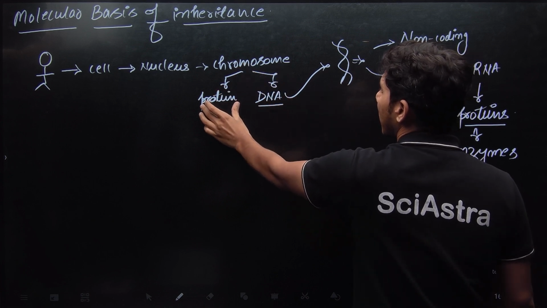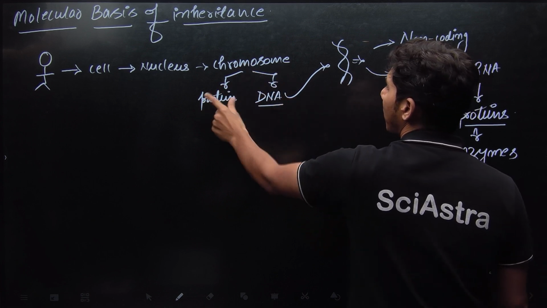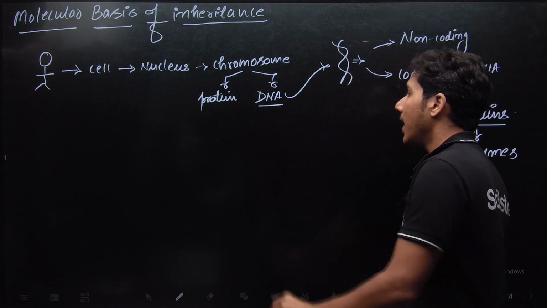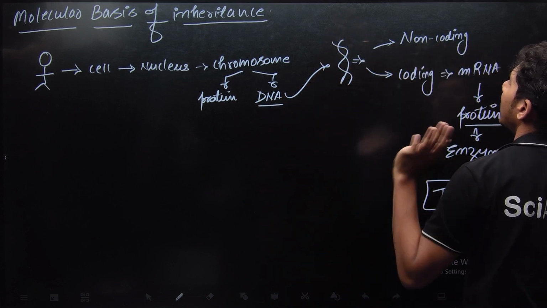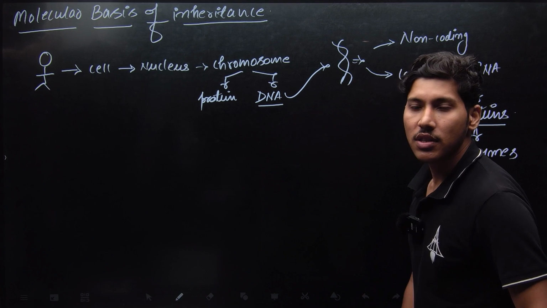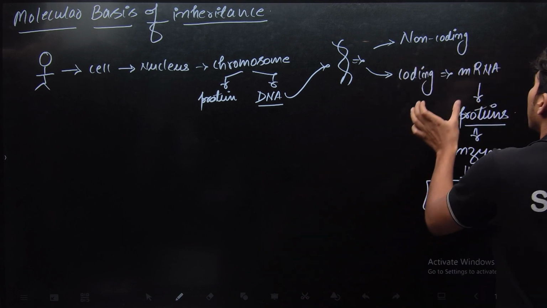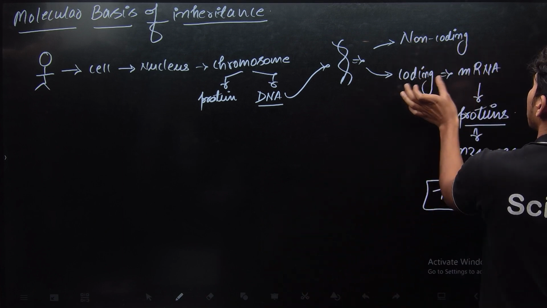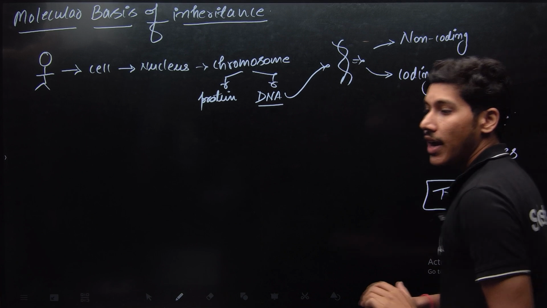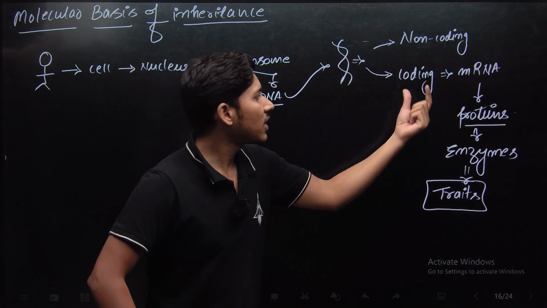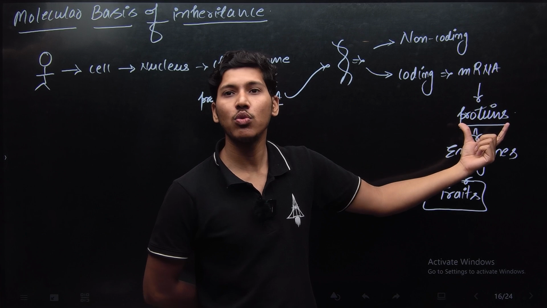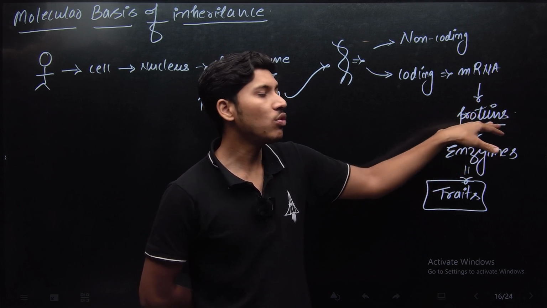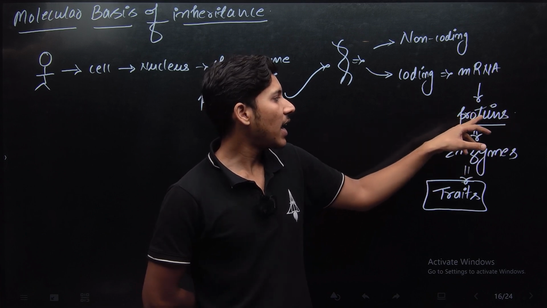Chromosomes are nothing but proteins and DNA. DNA wrapped in protein is known as chromosome. If we try to study DNA, it has many base pairs in it. Most of them are non-coding, but some of them are coding. And the coding region of DNA is able to express itself into mRNA, and then translate itself into proteins.